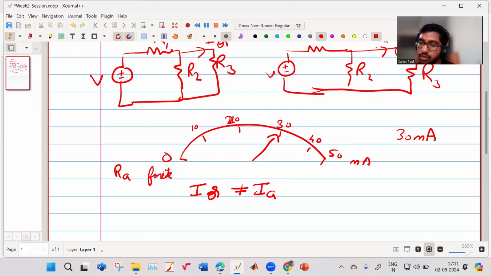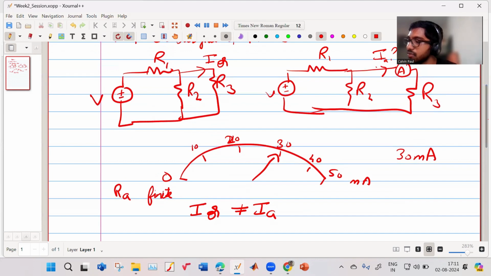In that case, we want to minimize the effect, like the error which might occur. So we have to choose an instrument in such a manner that the consequences of it being added in the circuit are minimal. Those things we will have to see.